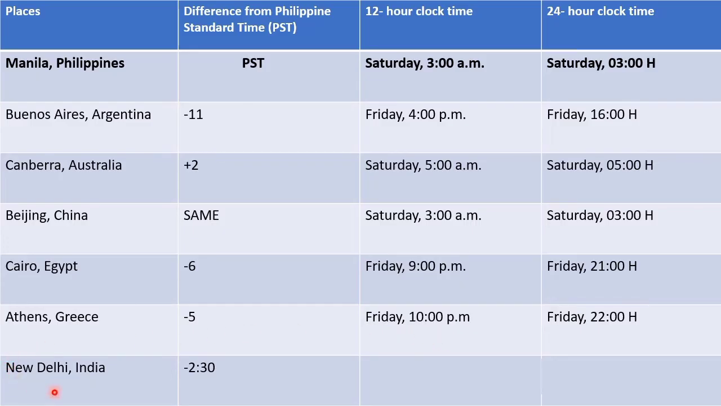The last one or the next one is New Delhi, India. So, yung difference niya from PST is -2 hours and 30 minutes. So, from Saturday 3 a.m., magbabawas ka ng 2 hours and 30 minutes. Ibig sabihin sa New Delhi, India, ay Saturday ng 12:30 a.m. And the equivalent of Saturday 12:30 a.m. in 24-hour clock time is Saturday 00:30 hours.